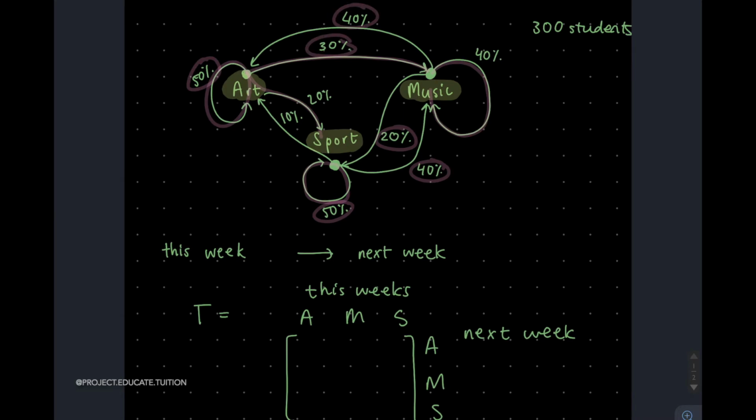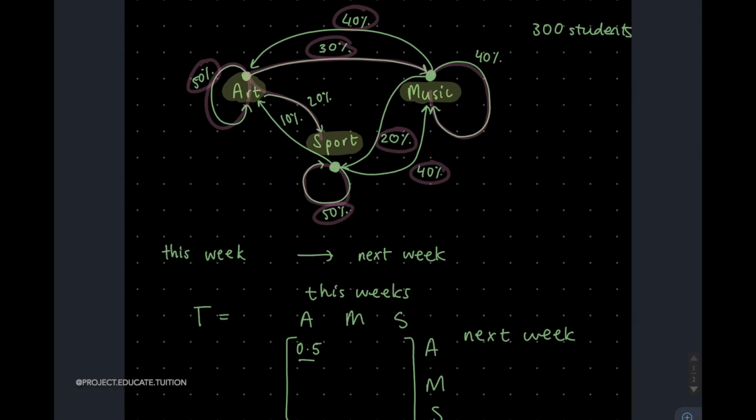So we'll start off with art. So this week, a student picks art. There's a 50% chance that they're going to pick art next week as well. So that's for this position here. And it's a 50% chance, so as a decimal, that's 0.5. Because we deal with actual values in a matrix, not percentages, we need to put it as a decimal.